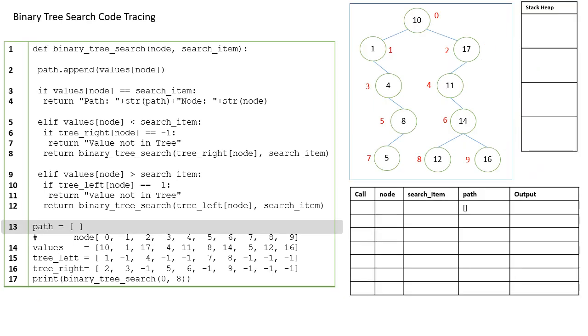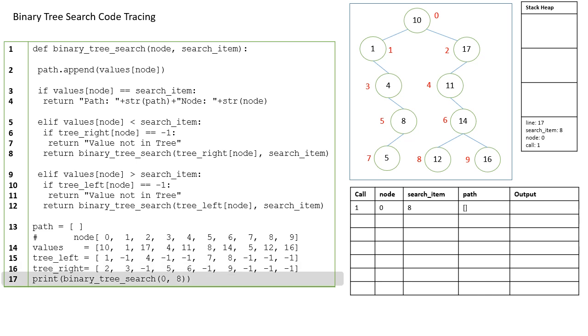So now we are going to start with our code tracing. So we're starting on line 13 here, where we set up our empty list called path. Then we set up a list of our values. So these are the values of the nodes. This is defined as a list. Then we specify our reference to the tree left. Then we specify the reference to the nodes going off to the right.